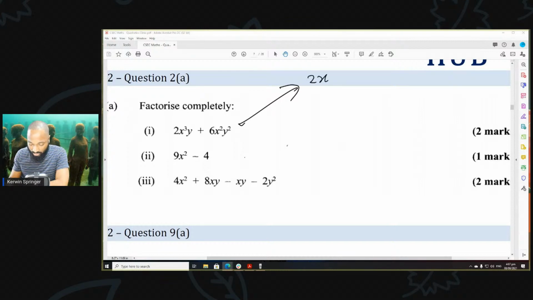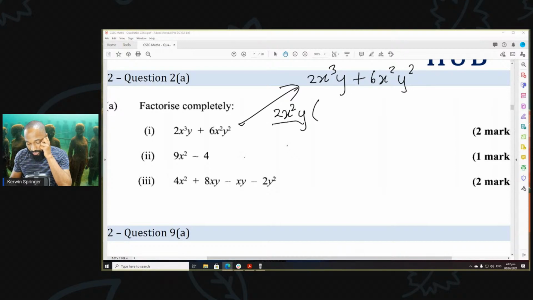So we're just factorizing 2x cubed y plus 6x squared y squared. What's common? 2 is common. Up to x squared is common. Up to y is common. What's missing now? 2x squared y. This is 2x cubed y. X is missing. 2x squared y. This is 6x squared y squared. Well, a 3 is missing. 2 by 3 makes 6. And one of the y is missing. So that's your answer there.